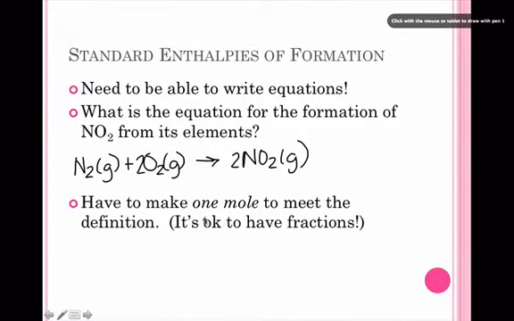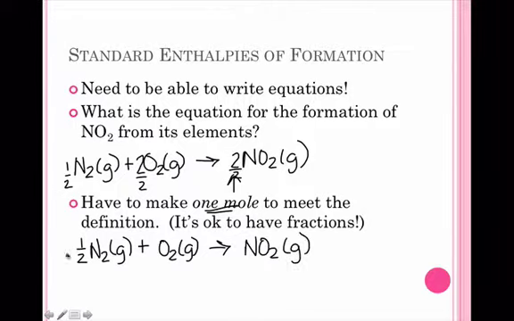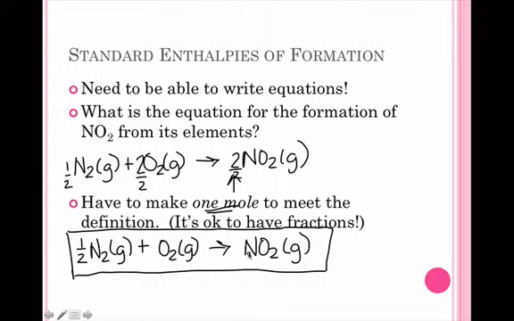And then in order to make this go along with the definition that we said, remember when we underlined that word 1 mole, I've got to reduce that to 1 mole. So it's okay to have fractions when I do this. So in order to make that 1, I need to divide everything by 2. And this is really 1. So we're going to end up with 1/2 N2 plus an oxygen to produce a nitrogen dioxide. So this is your correct answer for writing an equation to show the formation of nitrogen dioxide from its elements.